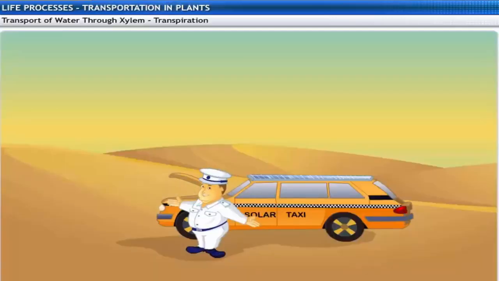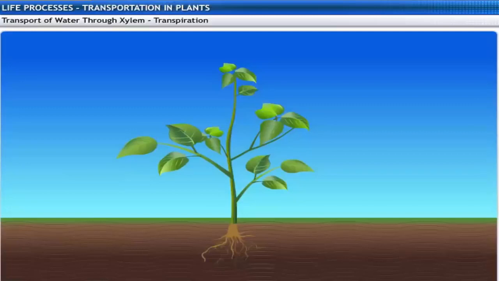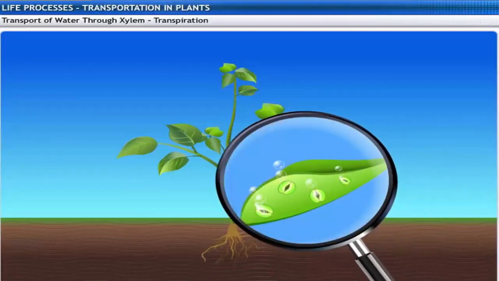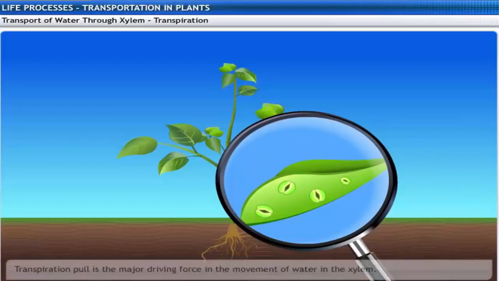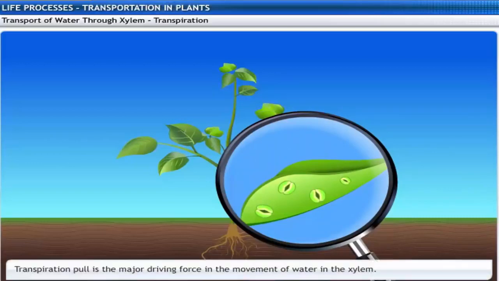It seems we've come a long way from home. Let me tell you something about my cab. She needs to be cooled every now and then to perform her best. Transpiration helps to cool the plants and to get rid of excess water. During the day, when the stomata are open, the transpiration pull becomes the driving force in the movement of water in the xylem.